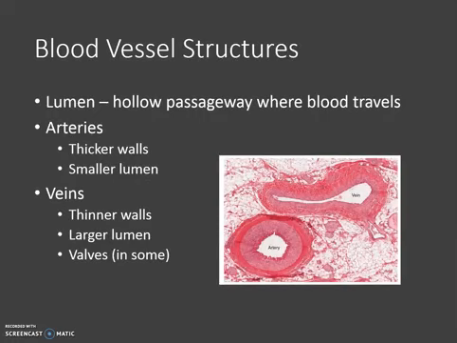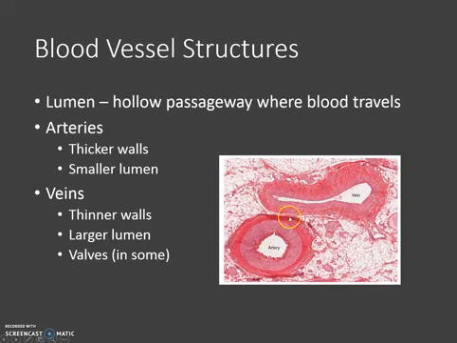Now, if we look at a cross-section of a blood vessel, we can take a look at some of the structures associated with the blood vessel itself. So first of all, blood vessels are hollow structures because the blood has to go somewhere. So the lumen is this inside space, and this lumen is where the blood would be found.